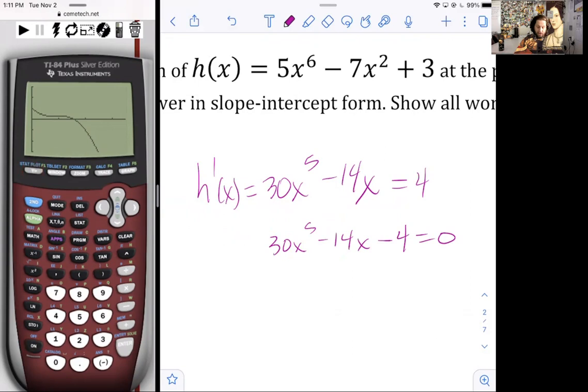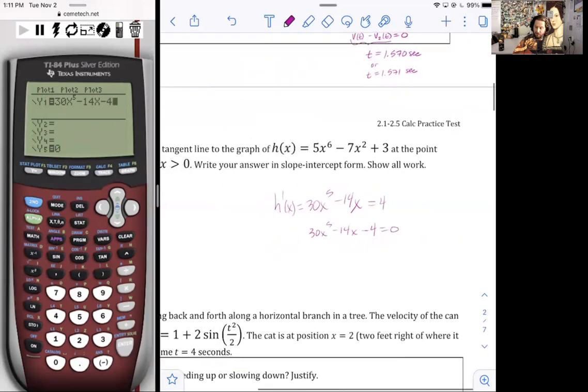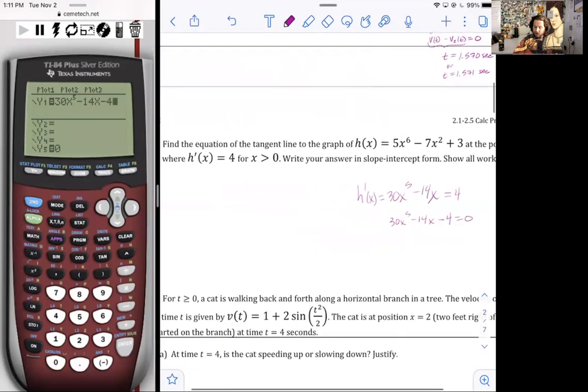Okay, so now I'm going to go back over to y1 and clear everything out. And then very carefully, I got 30x to the 5th minus 14x. And I don't need to take the derivative of this because I took the derivative by hand. And then minus 4. And there it is. I already have 0 in y sub 5. So I don't know, though, what the window is. So here's where I would hit zoom 6.